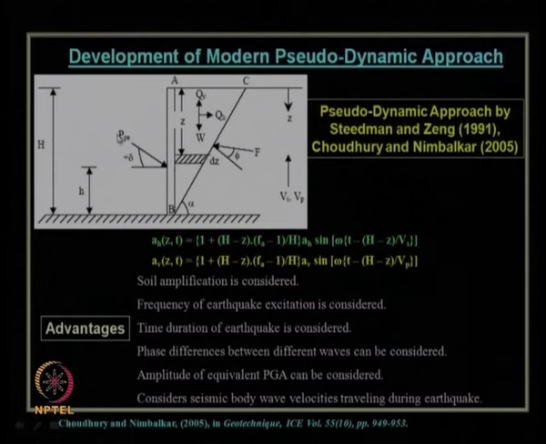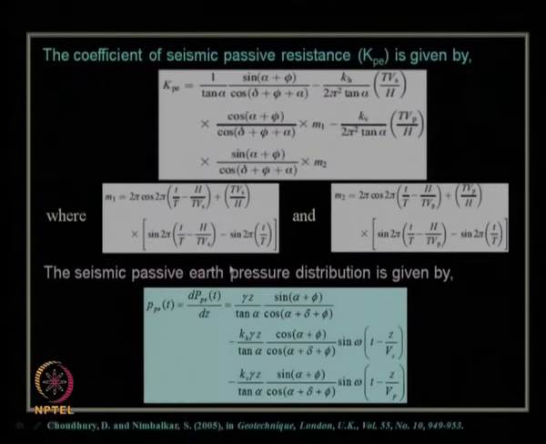Otherwise, we were getting the total value, we were not getting the distribution. But in this case of the pseudodynamic method, as we have already taken infinitesimally small slices, at each level of the depth you are getting the design value of this PPE. So, automatically that gives you the distribution, or it can be mathematically expressed in this form. This is the variation of seismic earth pressure distribution with respect to depth.